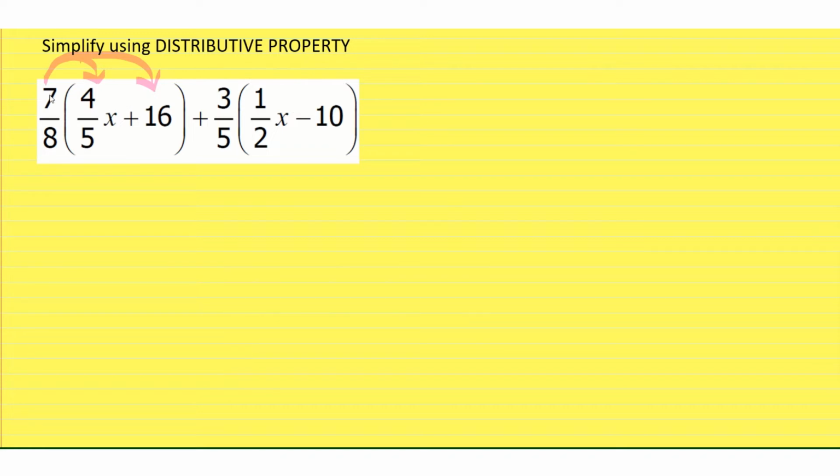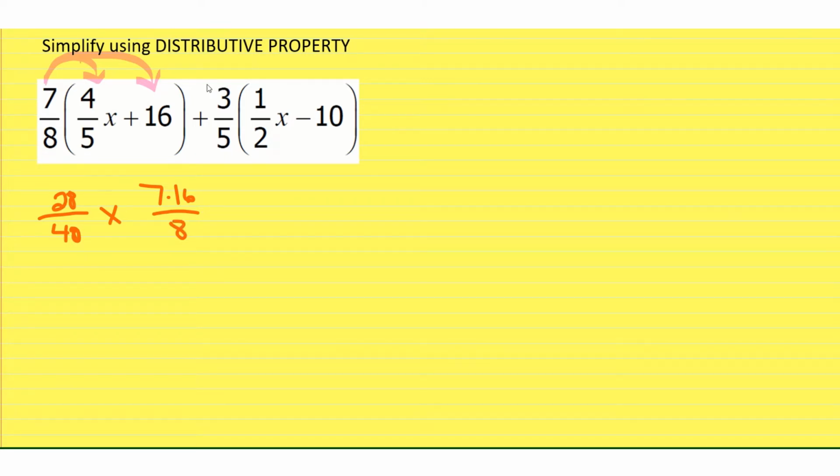7/8 times 4/5. Well, 7 times 4 is 28, and 8 times 5 is 40, and that is an x term. So we'll put an x right there. That's supposed to be 40. Okay, and then 7 times 16. We're just going to put it out there like this instead of trying to figure it out just yet. We'll reduce that here in a few minutes.